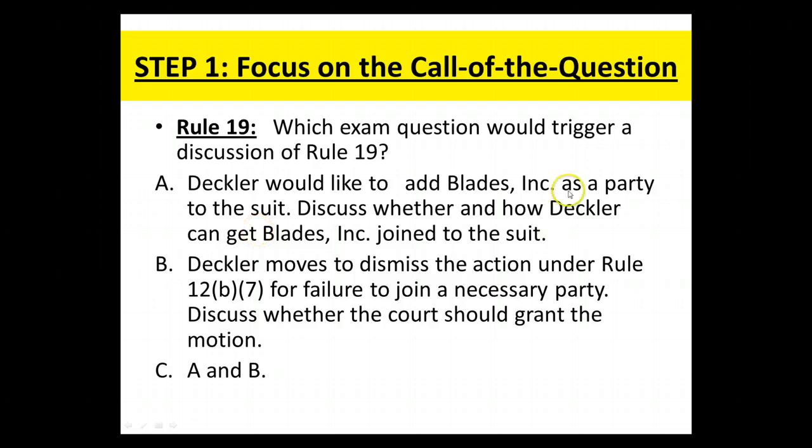So call of the question A, remember, triggered potentially both Rule 19 and Rule 14. B certainly triggers Rule 19, but that's all it triggers. Why? Because the only way to dismiss under 12(b)(7) is for failure to join a necessary party under Rule 19. Okay, so the answer here is C. But you can see that there are different ways to stylize raising the same rule, and different forms of the call of the question close the door more narrowly just to Rule 19, like B, or leave it more broadly open, where you're going to have to prioritize and make some decisions about what you discuss, like answer option A.